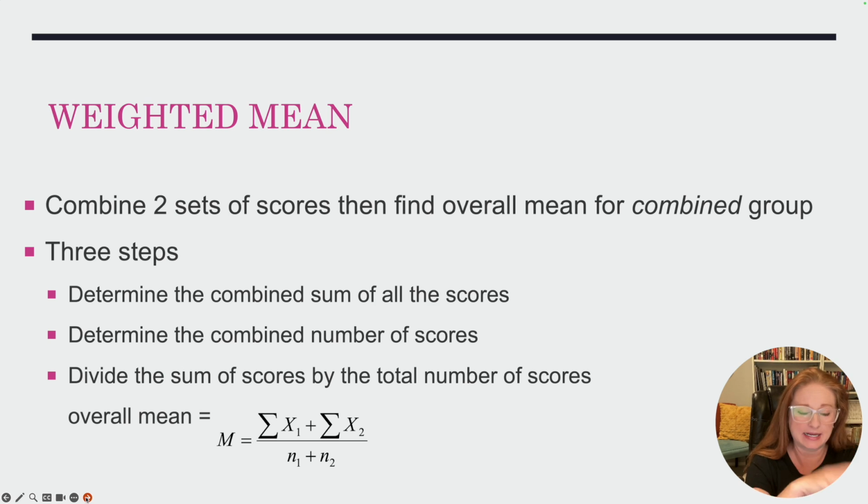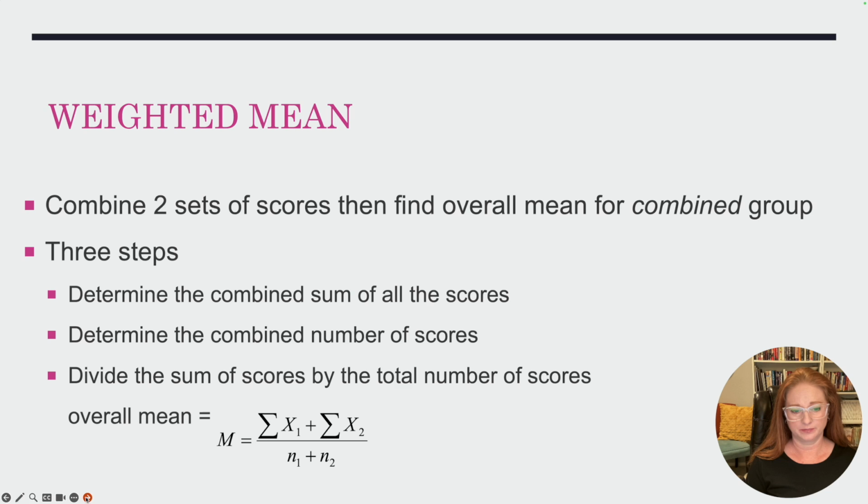Okay, so we do this in 3 steps. Step 1, you determine the sum of all the scores. Then you determine the combined number of scores. Then you divide the sum of scores by the total number of scores. Okay, mathematically it sounds like this.